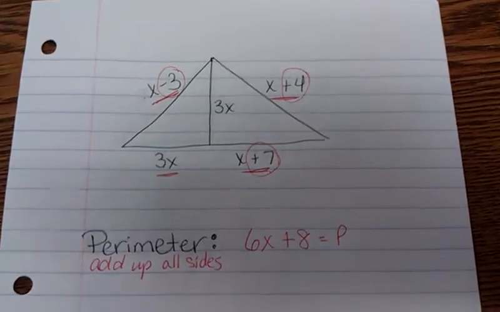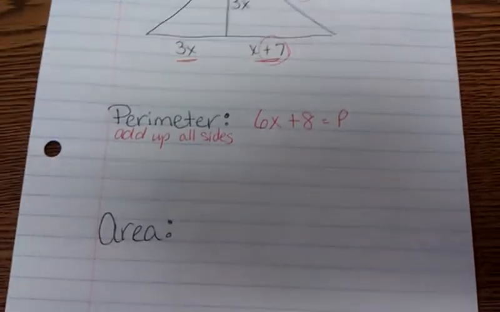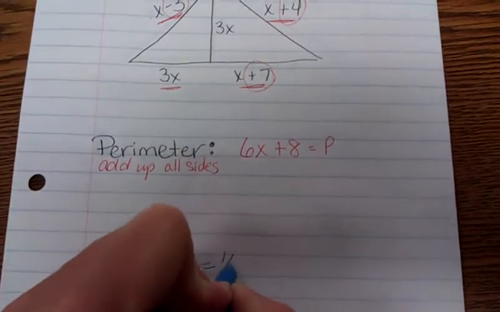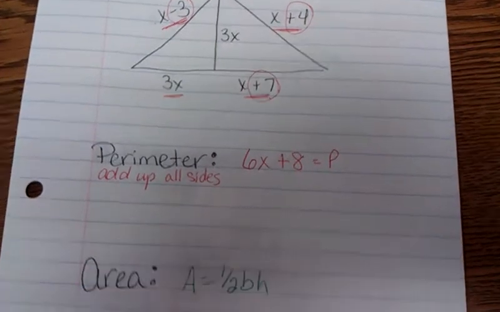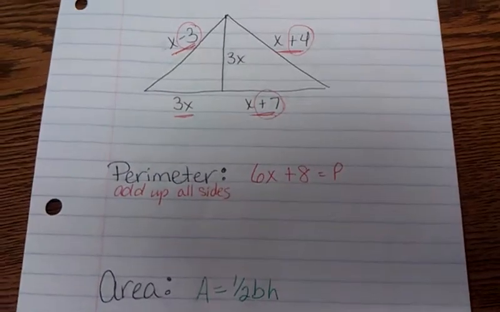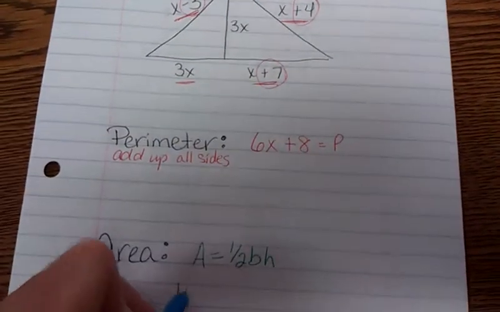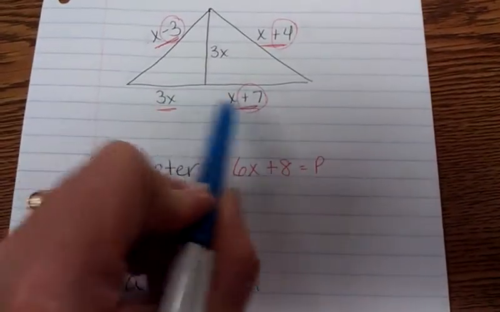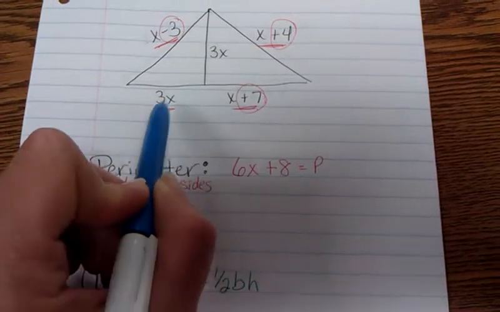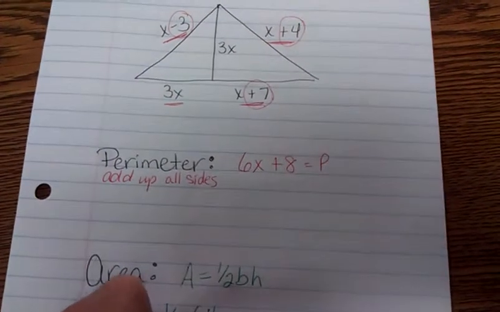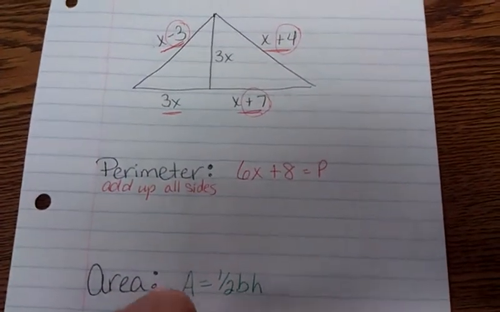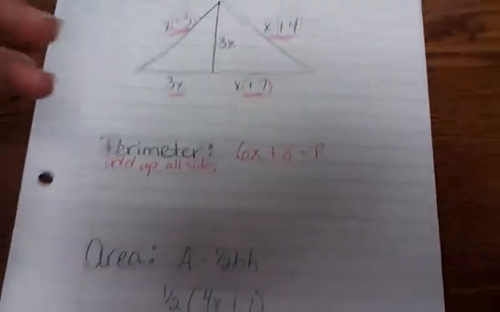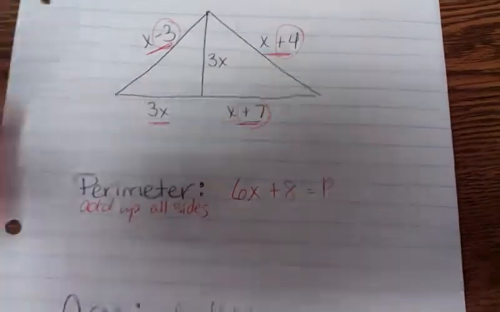Now to find area, that's the next thing. The formula for area of a triangle is 1/2 base times height. So I'm going to start with 1/2, and then the base. This is the base, I've got to add these together. 3x and 1x, I've got 4x plus 7, times the height. The height in this triangle is right there at 3x.